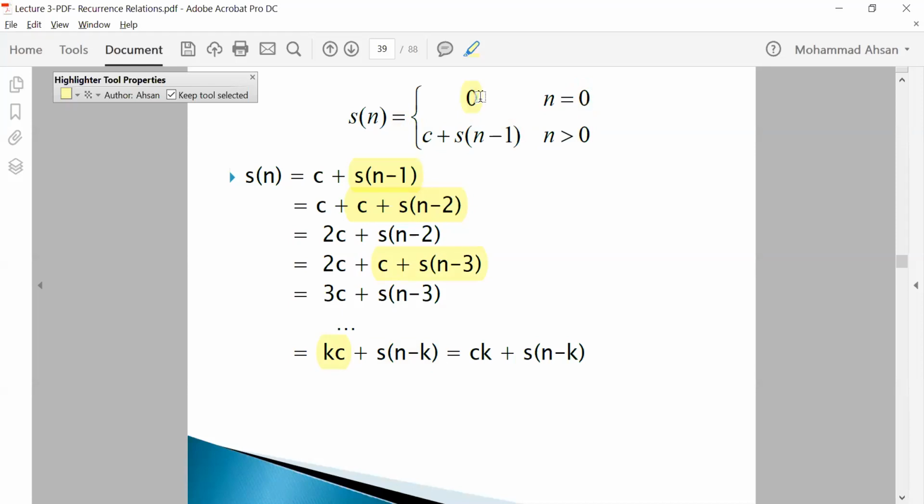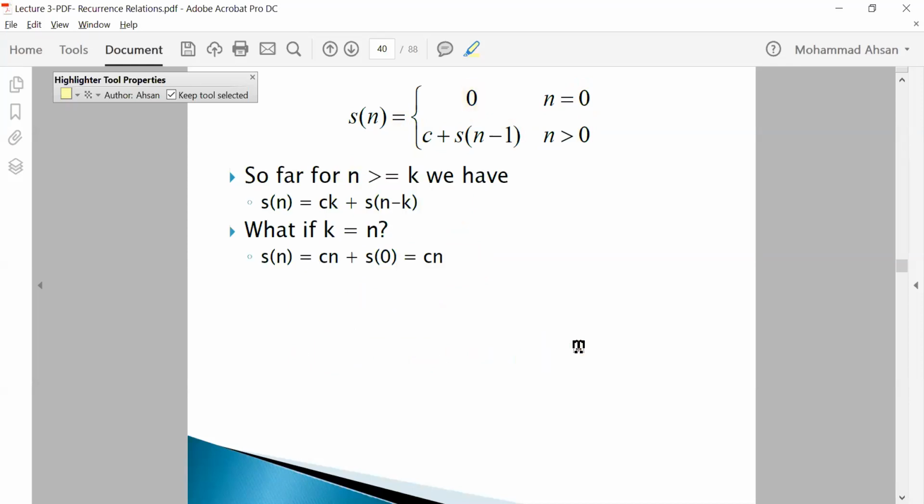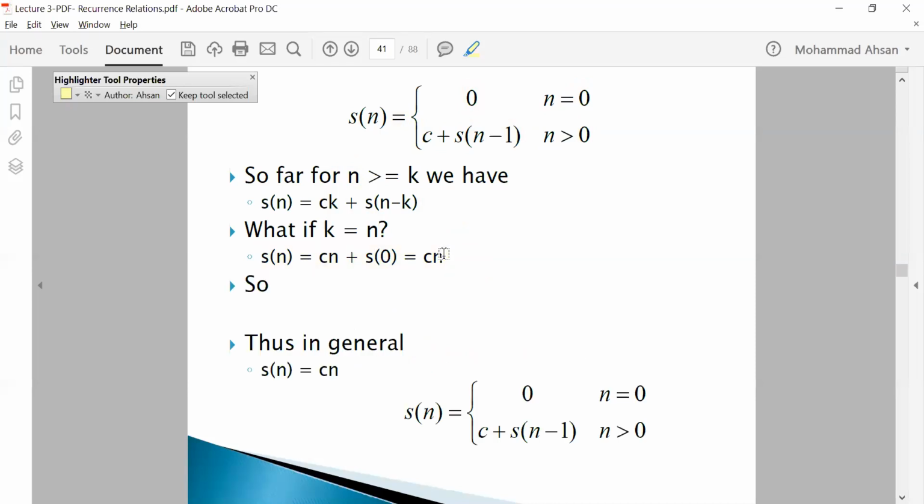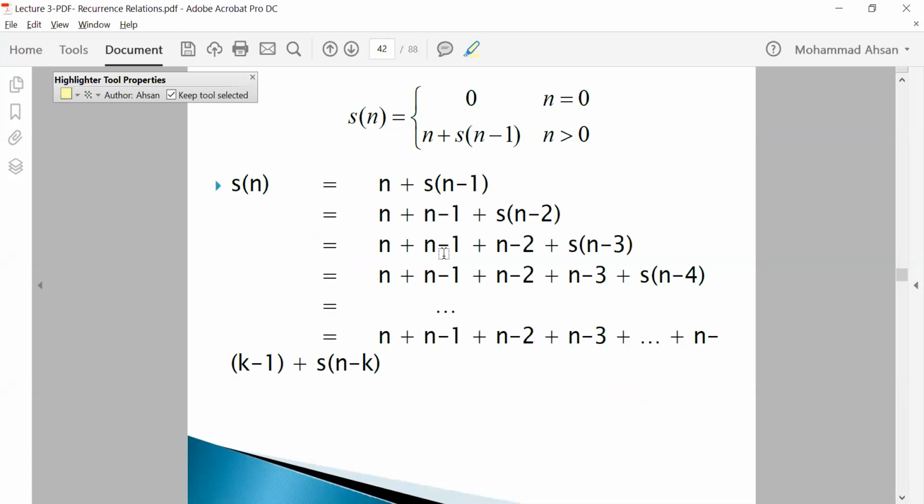So when n is 0, when will n be 0? When n is equal to k. When n is equal to k, then you get this equation and you get the answer as Cn. So in general, Sn is equal to Cn. This is the same problem we did in the beginning on the whiteboard. Just says Sn, that was Tn. So again, we did this also on the blackboard.